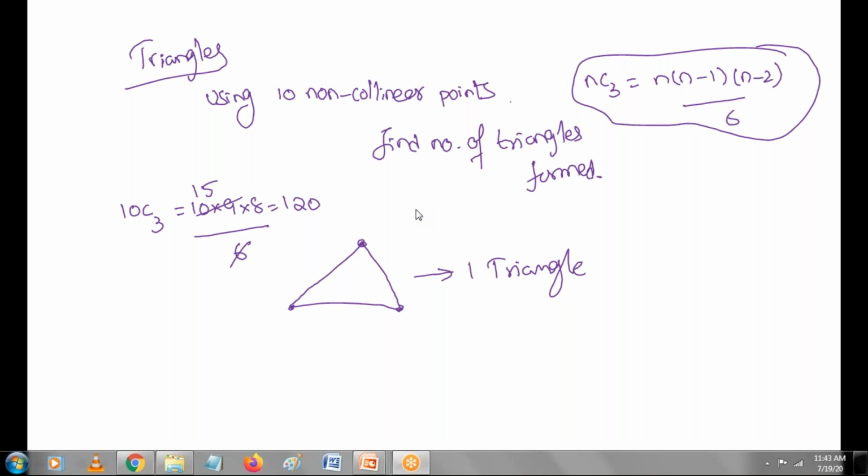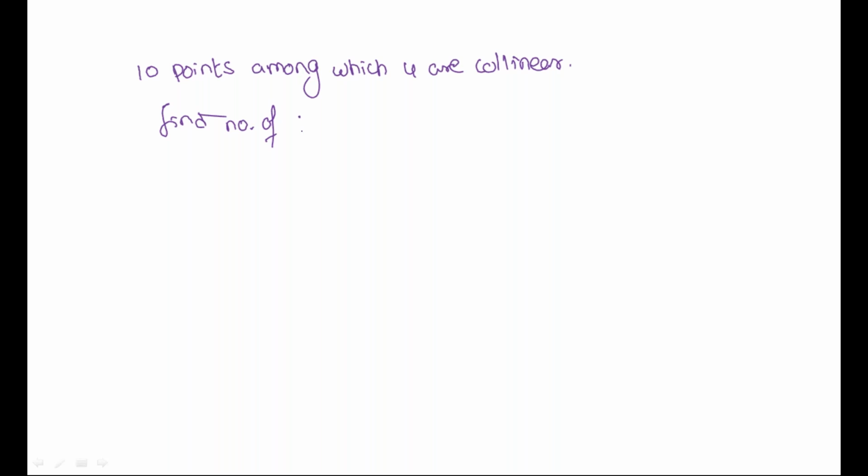Now see the next one, friends. So what they will ask: 10 points, among which 4 are collinear. Find the number of triangles formed using these points.